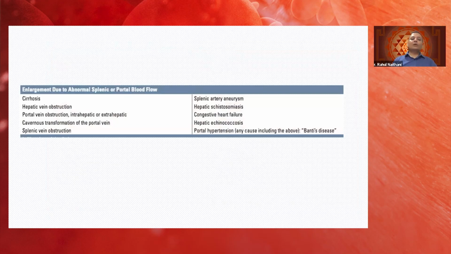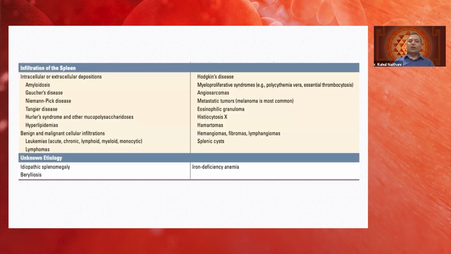If we talk about abnormal splenic flow, cirrhosis is a common cause, hepatic vein obstruction, portal vein obstruction, cavernous transformation of the portal vein, splenic vein obstruction, splenic artery aneurysms, hepatic schistosomiasis, congestive cardiac failure, echinococcus, and portal hypertension. So these are the conditions which would lead to congestive splenomegaly. And again, it's important to know so that when we talk about approach to splenomegaly, we look at these histories carefully and then tailor our approach accordingly.